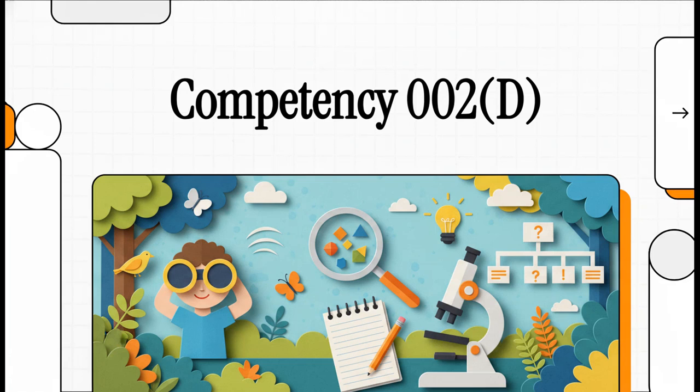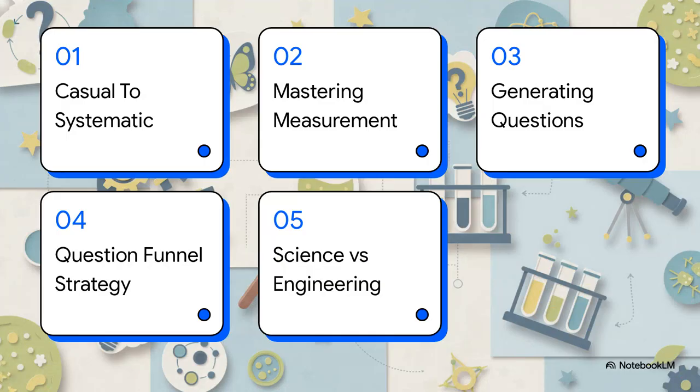Welcome to today's explainer. Okay, let's dive right into this. Today we're looking at Competency 002D, which covers a truly transformative process. We're talking about taking students from being just your casual, everyday observers of the world and turning them into rigorous, methodical scientists. We are going to break down exactly how you can facilitate that evolution using systematic observation and structured questioning.